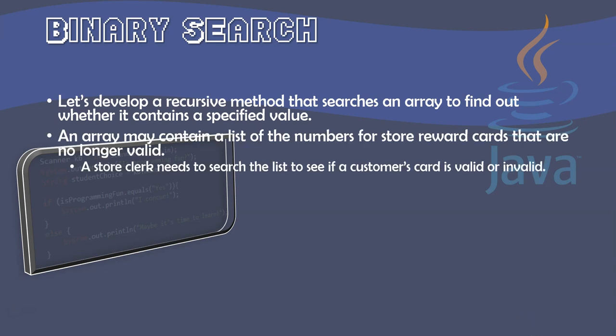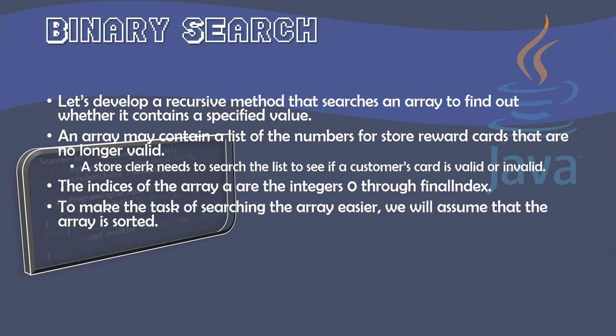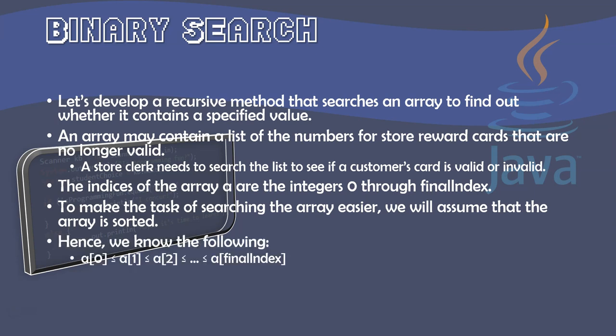An array may contain a list of numbers, for example, let's say store reward cards that are no longer valid. And the clerk needs to search to see if the customer's card is valid or invalid. The indices of the array A are the integers 0 through final index. To make the task of searching the array easier, we assume that the array is sorted. And this is one thing you're going to find when you look at binary search algorithms is they typically assume that you have a sorted array already.